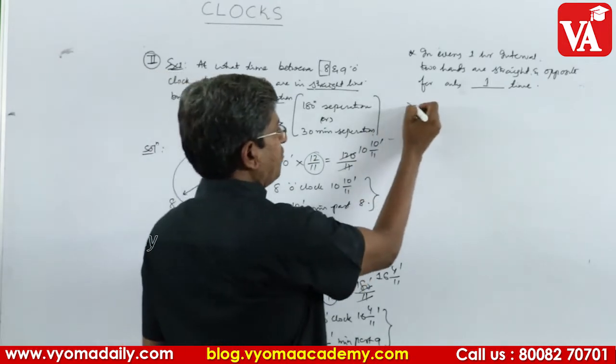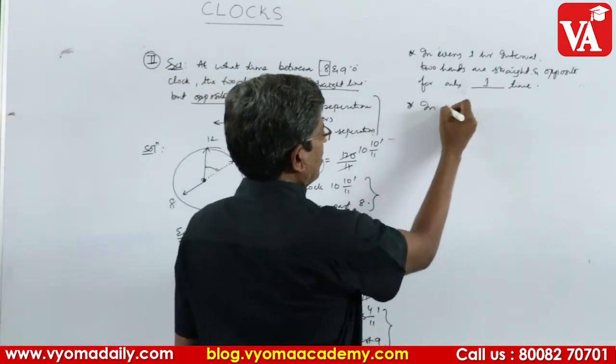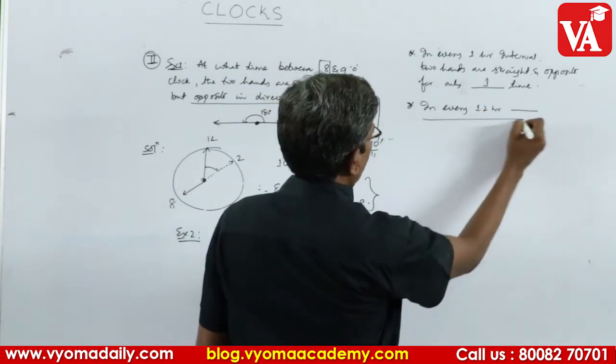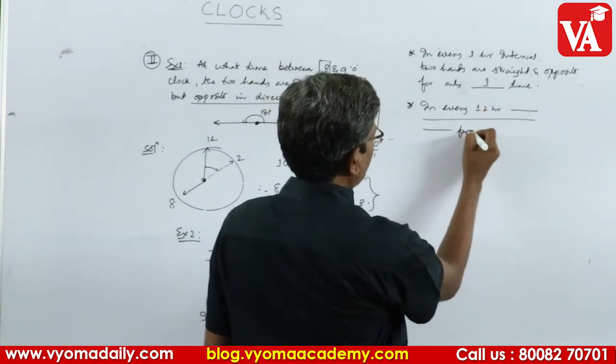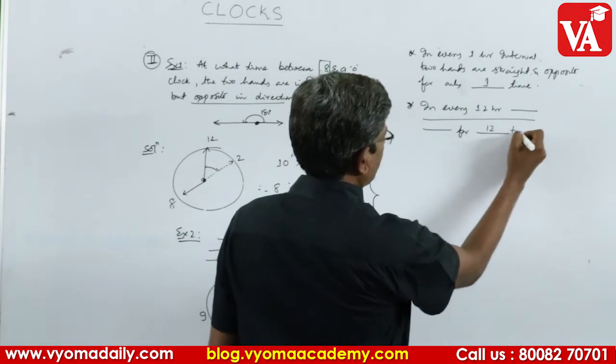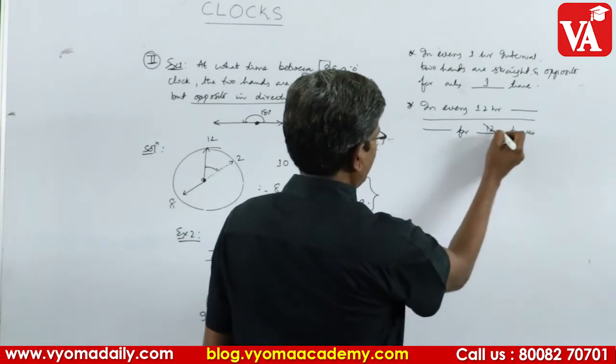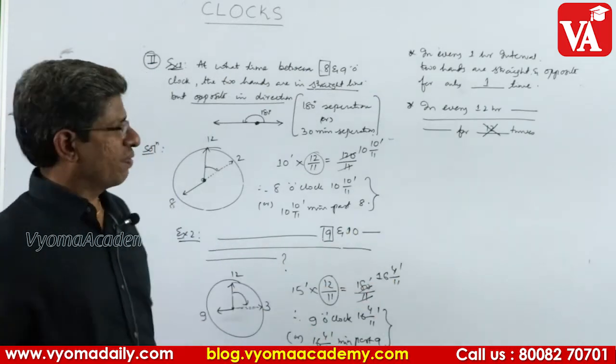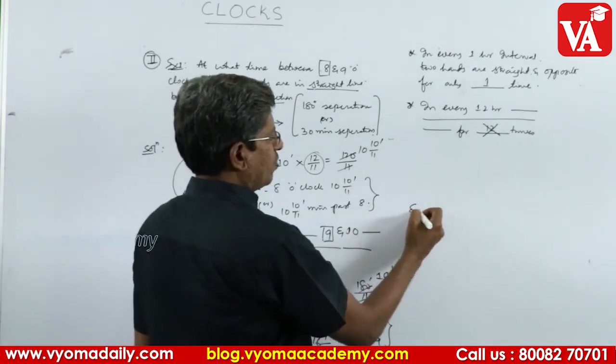But if you follow the same logic, the conclusion should be that in every 12 hour interval, the two hands are straight and opposite how many times? It should be 12 if you follow the same logic, but this is wrong. So let us prove where it goes wrong, why it is wrong.